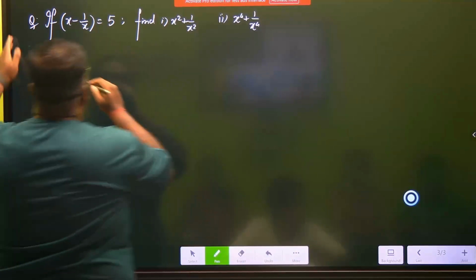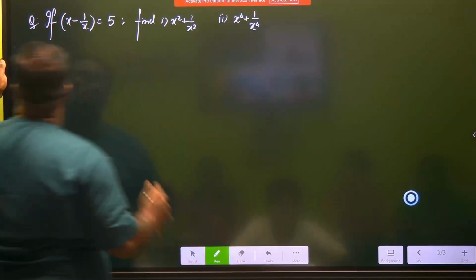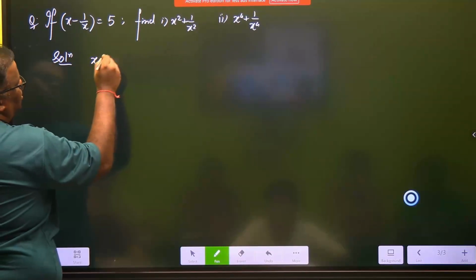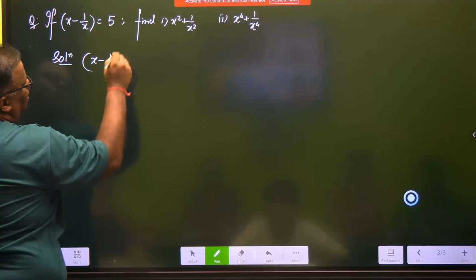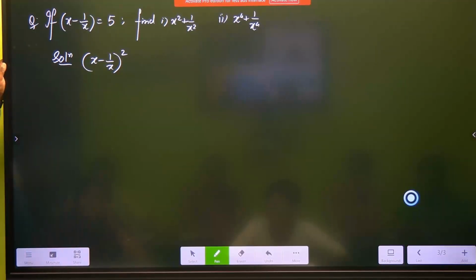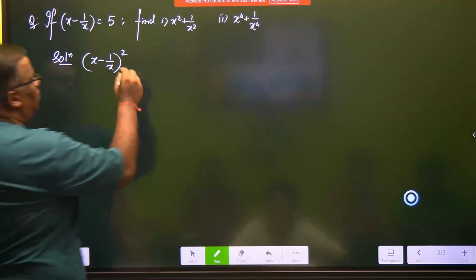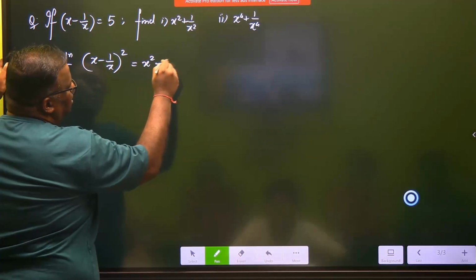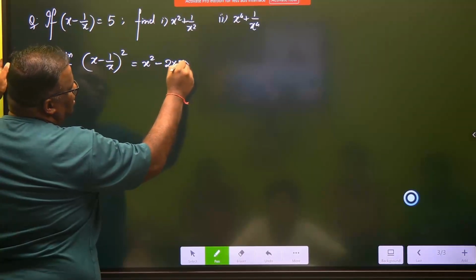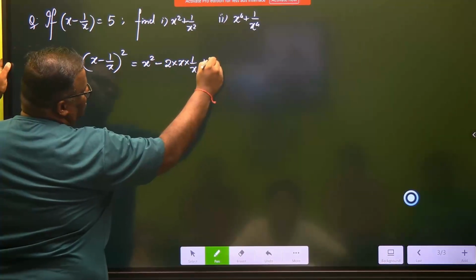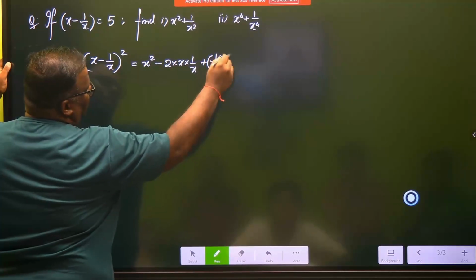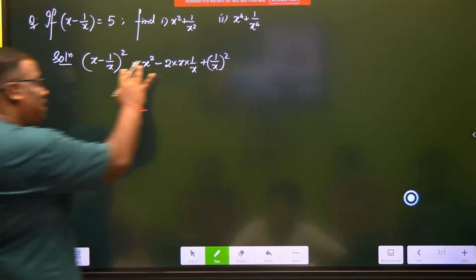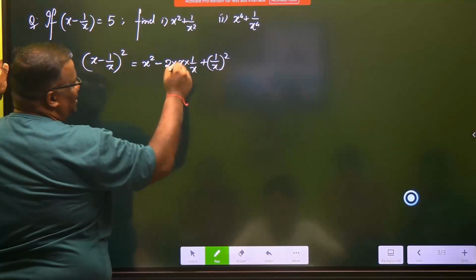So our solution would be, we will process the square of x minus 1 by x. Now this uses which formula? A minus b whole square. So let's do it. What is your a? x. What is your b? 1 by x. So a square minus 2 into x into 1 by x plus 1 by x whole square. Grapes and pomegranate have come out. No. Grapes and orange. Pomegranate is here. This goes away.